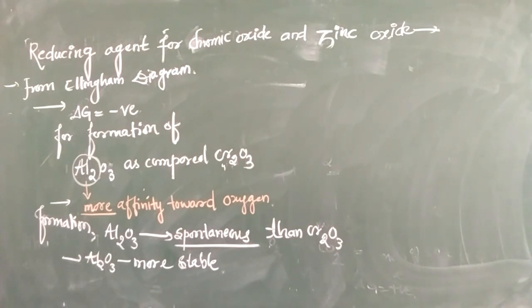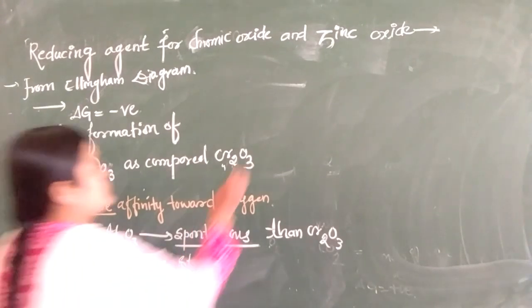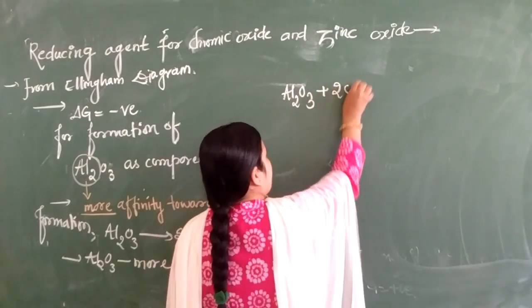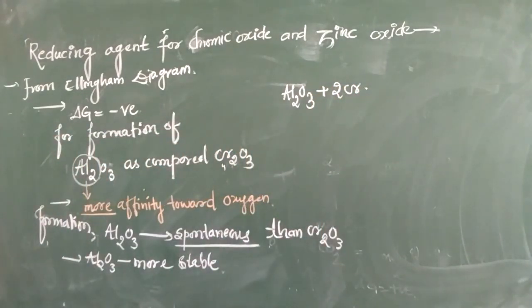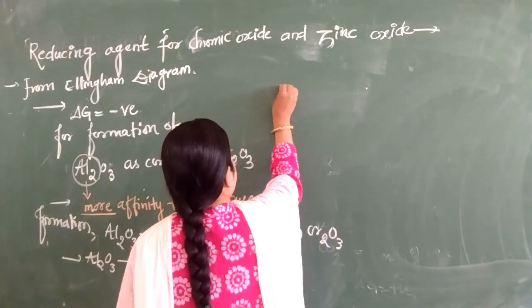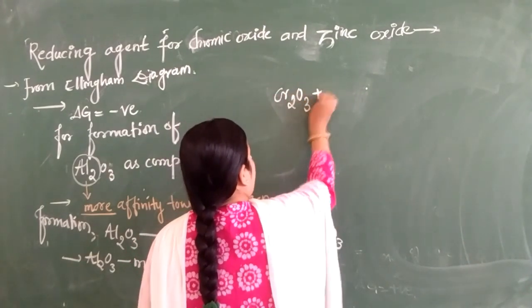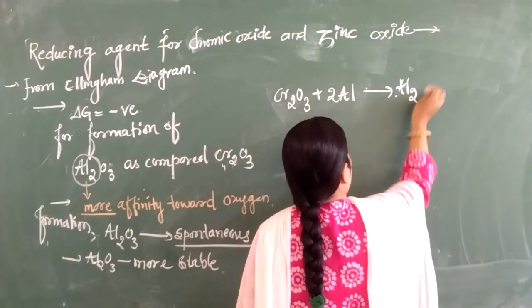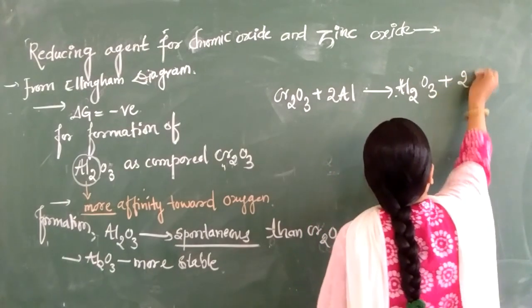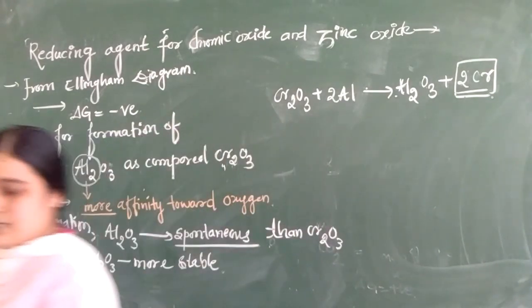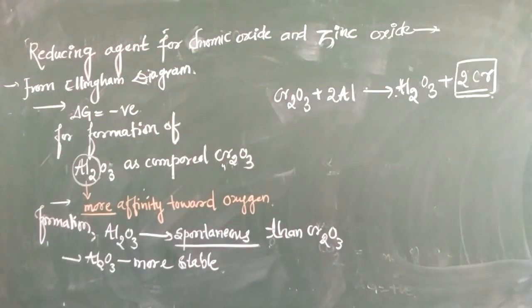So aluminium powder can be used as a reducing agent for Cr2O3. Just see here, Cr2O3 plus 2Al forms Al2O3 plus 2Cr.